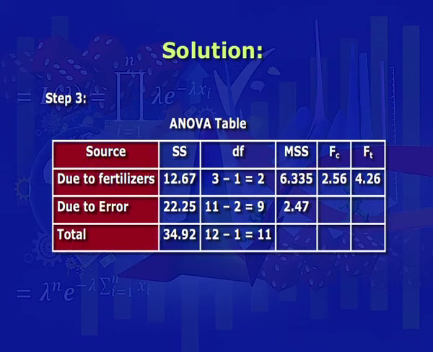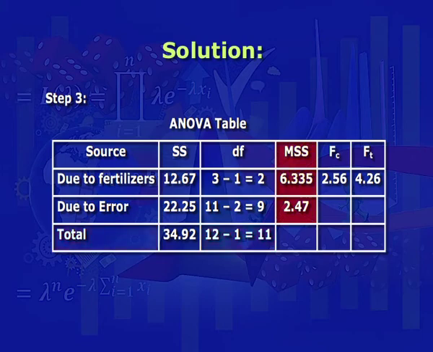The first column indicates the source: due to fertilizers, due to error and total. The second column indicates sum of squares, which we have calculated earlier. Substituting all the three answers, we get the value for fertilizer 12.67, for error 22.25 and for total 34.92. In the third column, we calculate degrees of freedom. For fertilizer 3 minus 1 equals 2, for error 11 minus 2 equals 9 and for total 12 minus 1 equals 11.